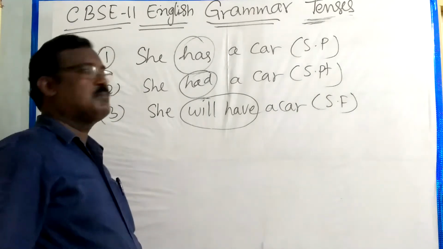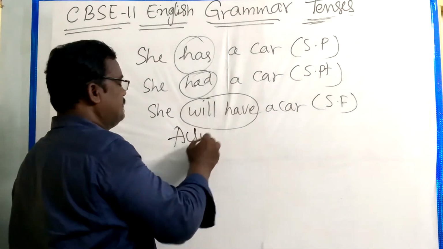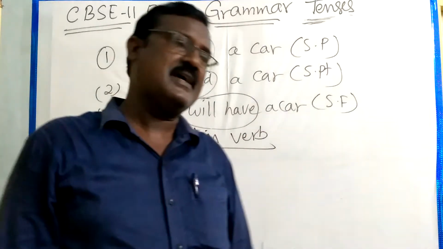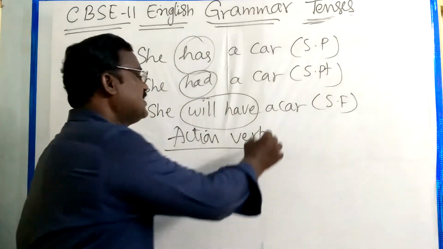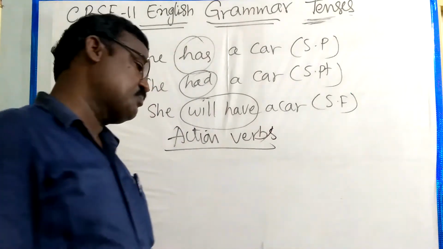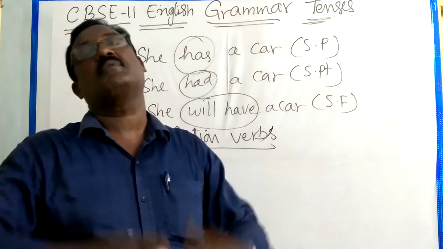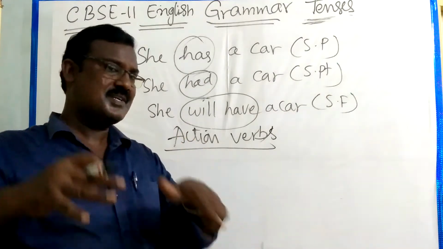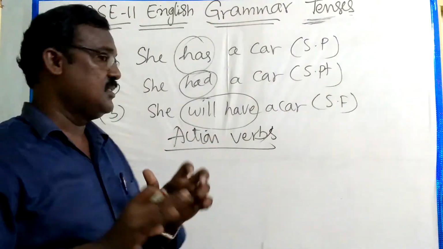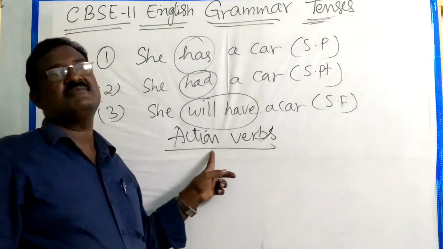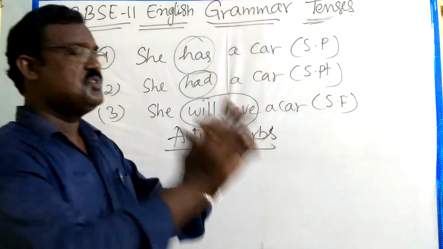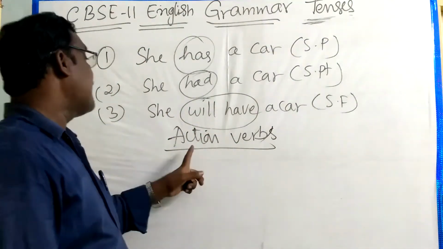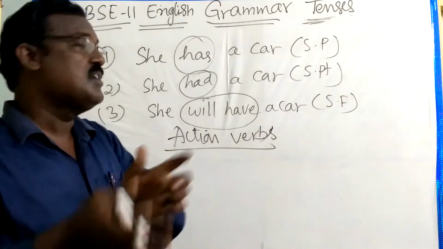Now action verbs we are going to take. That means be forms are over, have forms are over. Now action verbs. Action verbs express the work of the person, the task the subject is doing. Means the subject in the sentence is doing some work. The work is expressed by action verbs. Be forms only state the position of the subject, have forms express the ownership of the subject, and action verbs express the work they are doing.